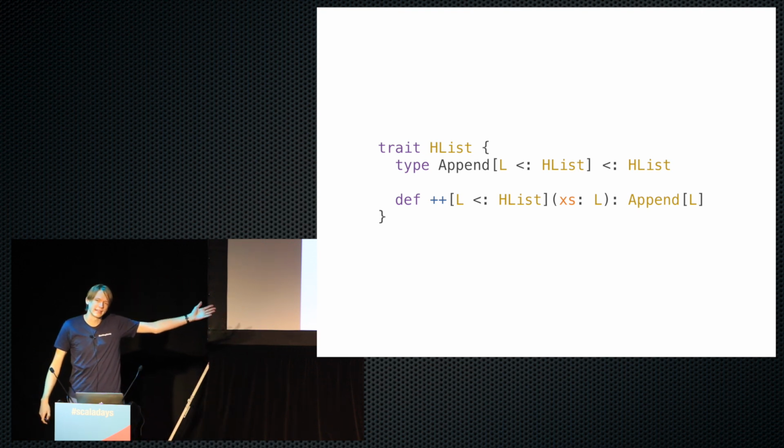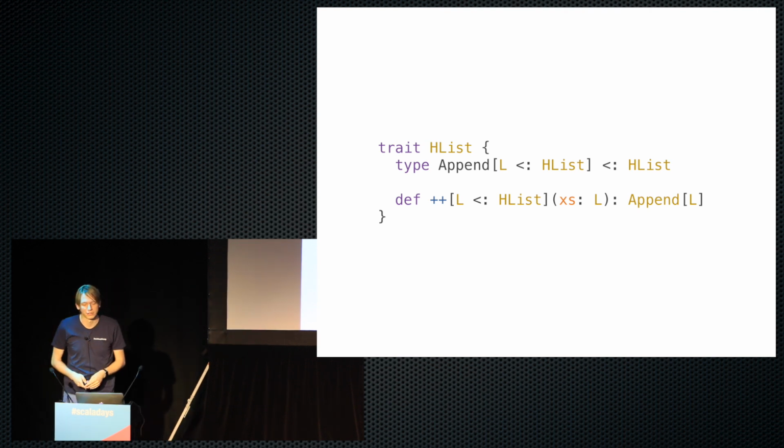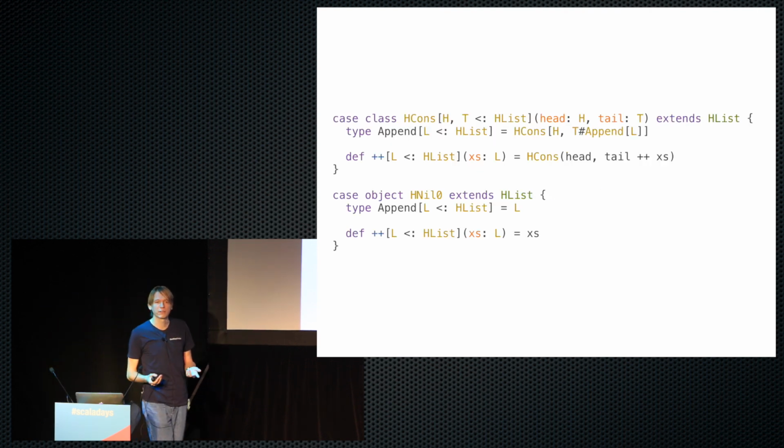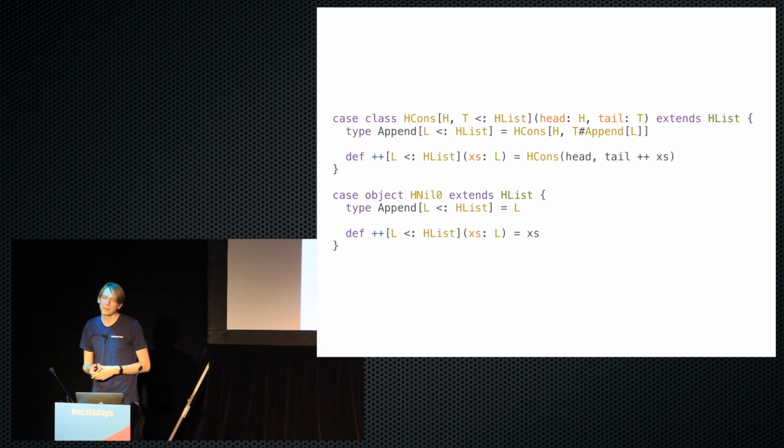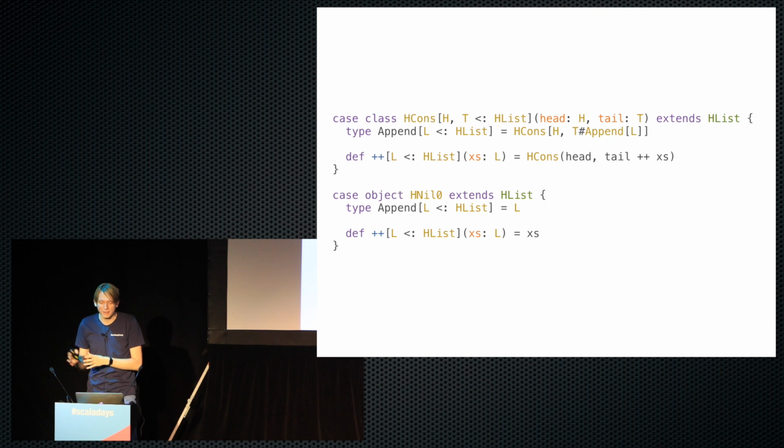We have an HList trait that has an append function and an append type. So type-level function, value-level function, and they mirror each other. And we just have two different cases that implement this. We have an HCons case and an HNil case. And they both implement append in basically the way you would expect. You notice we have to do this HNil-not thing. I'll talk about that a little bit more in a second.